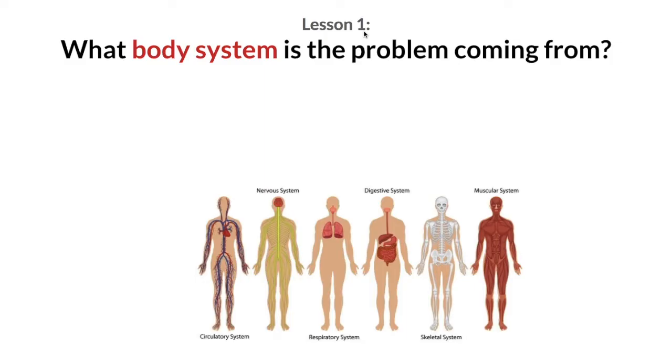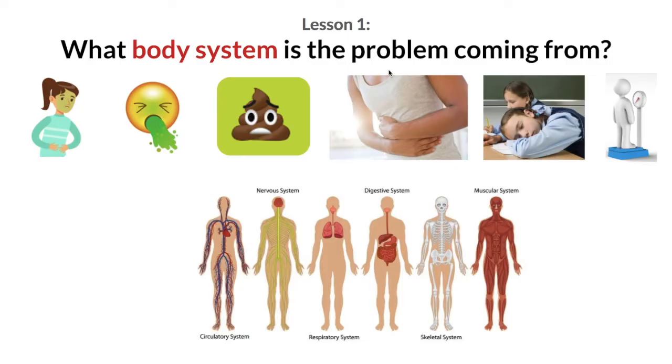In lesson 1, we answered the question, what body system is the problem coming from? McKenna told us about her symptoms like nausea, vomiting, diarrhea, stomach cramping, fatigue, and weight loss, and we decided the symptoms were coming from her digestive system.